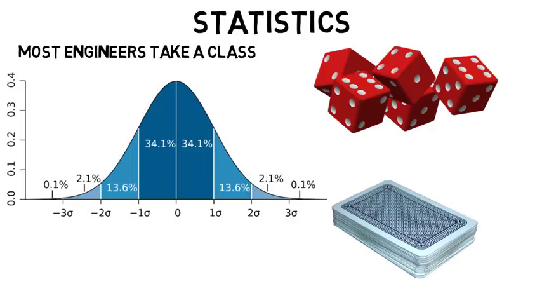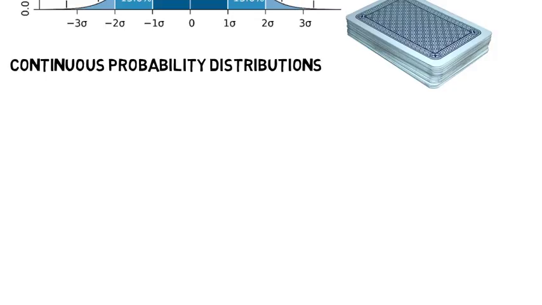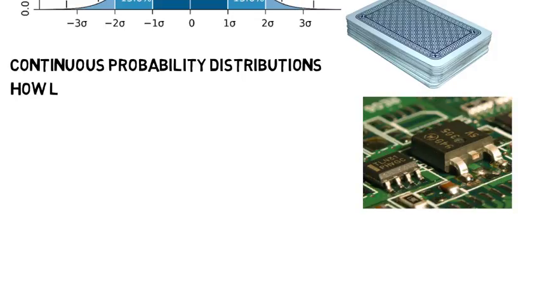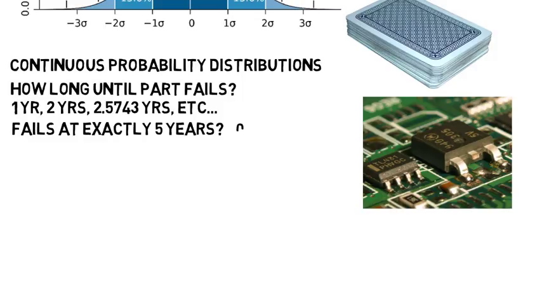And I won't cover everything, but one example is continuous probability distributions, where outcomes can happen on any range of numbers. So if you have some computer part and you want to know the probability of when a part will fail, it could happen after 1 year, 2 years, 2.5743 years, and anything in between. It's a continuous range rather than a deck of cards that can only have certain outcomes. So what are the odds that it fails at exactly 5 years? Well, it's 0%, because there's pretty much no chance it will fail at exactly 5.0000 and so on years, and not a nanosecond off.